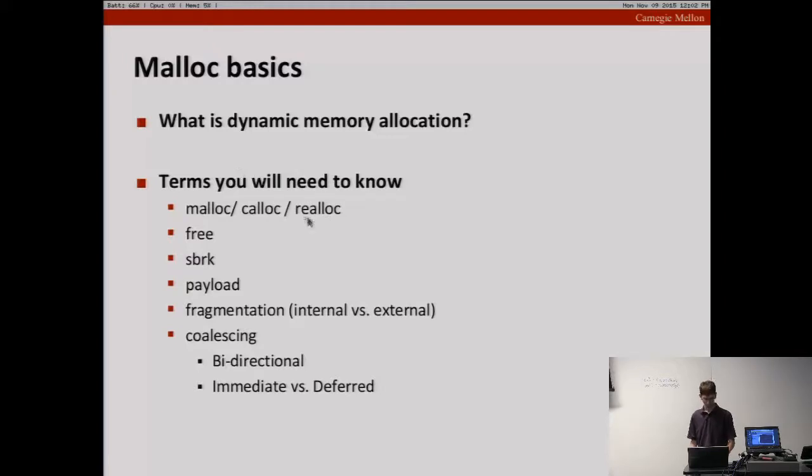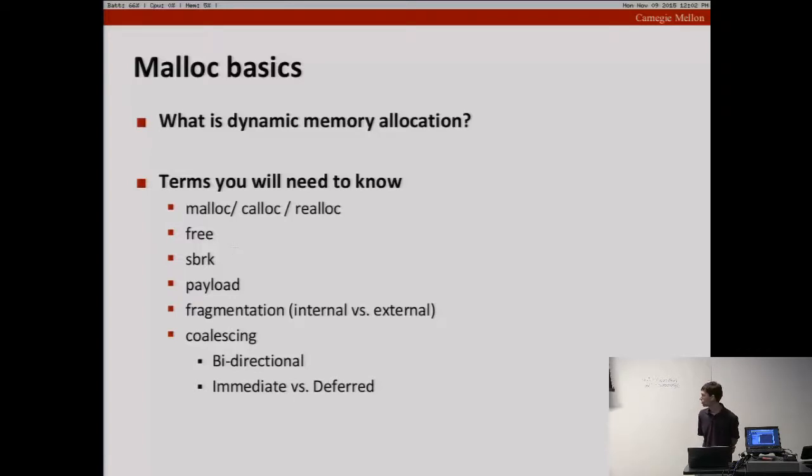So malloc is the one that's more difficult to implement. Calloc and realloc are actually just going to be small wrappers around malloc. Don't think that you need to implement something completely novel and different for those two. It's just malloc with a little bit of extra work to clean up and do whatever the extra stuff is.